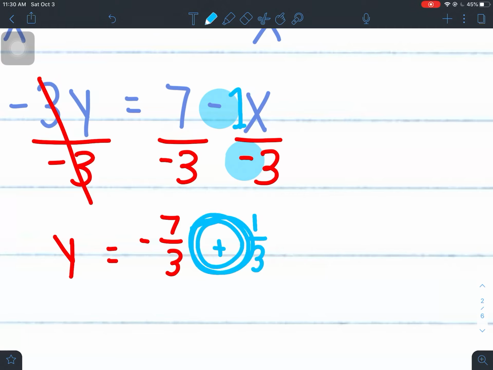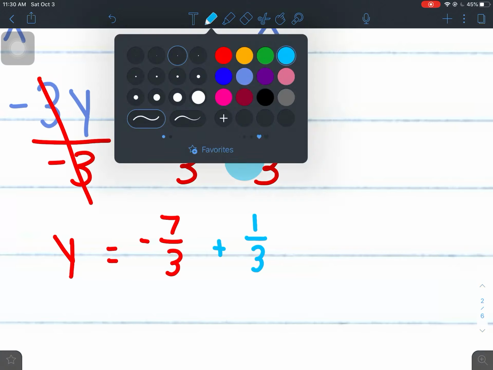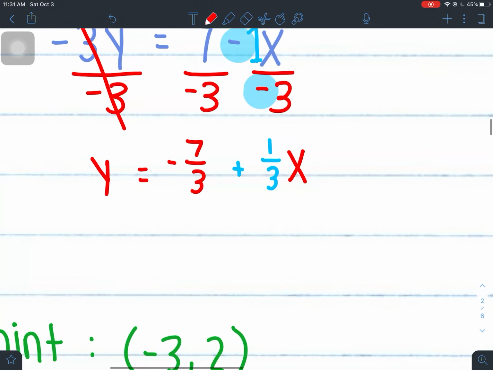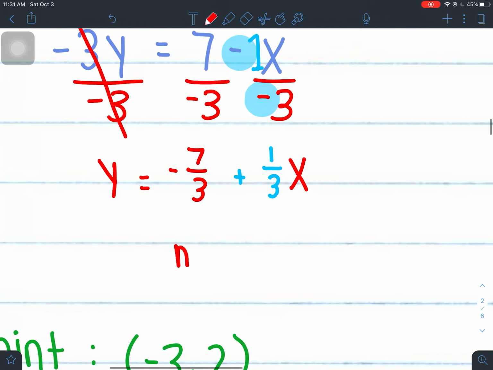If you get this sign wrong, it's going to cause a lot of issues in the end, so please be careful with that. So you have positive 1 over 3x. Okay, where'd the positive come from? Remember, a negative divided by a negative is a positive. And there's a 1 in front of that x, so that's where that 1 comes from. So question, do you know what the slope is now? Yes. What's the slope? The slope is positive 1 over 3.